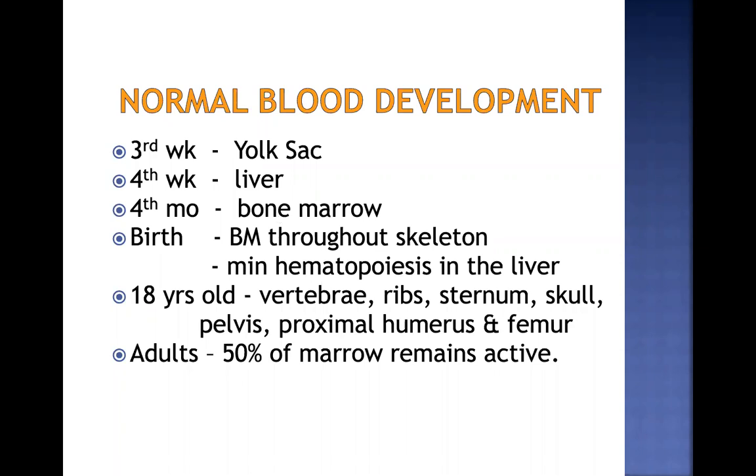From birth, the bone marrow throughout the skeleton would be taking over from the liver. There would be minimal hematopoiesis noted in the liver, and from 18 years old and up, the most active bones for hematopoiesis would be in the vertebra, the ribs, the sternum, the skull, the pelvis, the proximal humerus, and femur. So these are the best sites if you would like to take samples for bone marrow aspiration and biopsy. In adults, 50% of the marrow remains active.